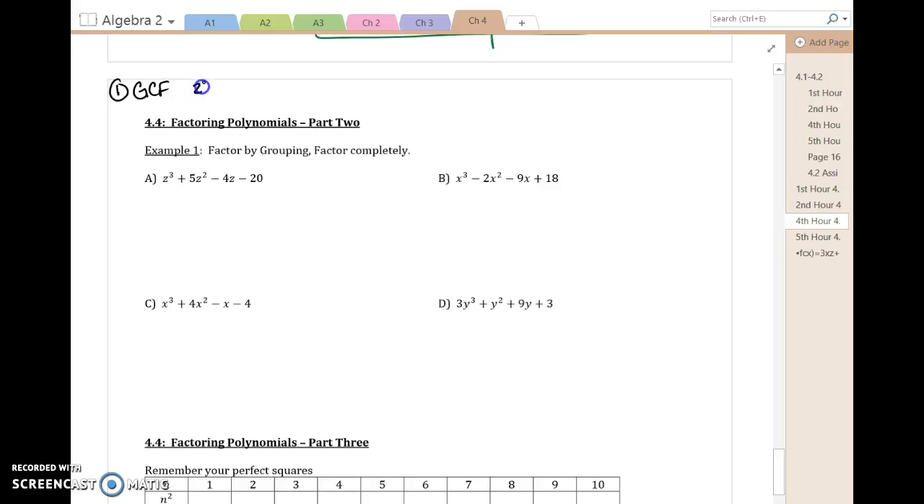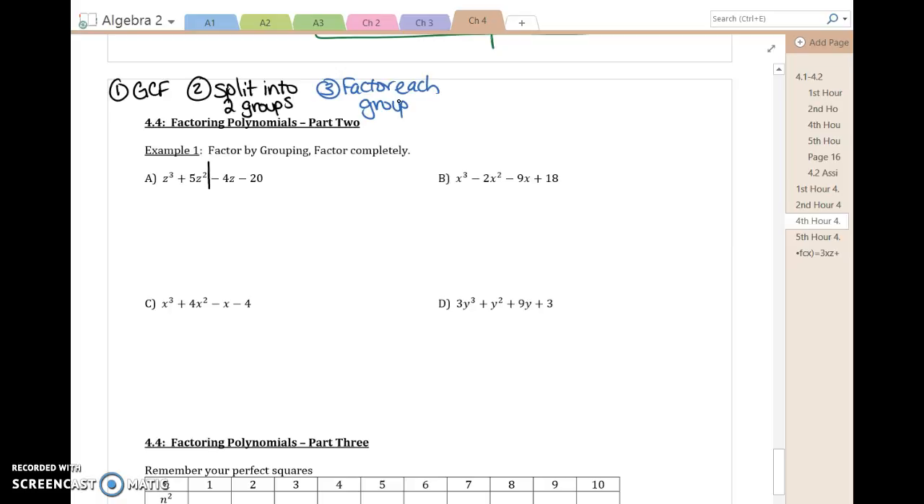So step 2 is we are going to split into 2 groups. We split it right after the second term. So right after the second term, split this into 2 groups. Step 3, factor each group. We're basically factoring the GCF out of each group.